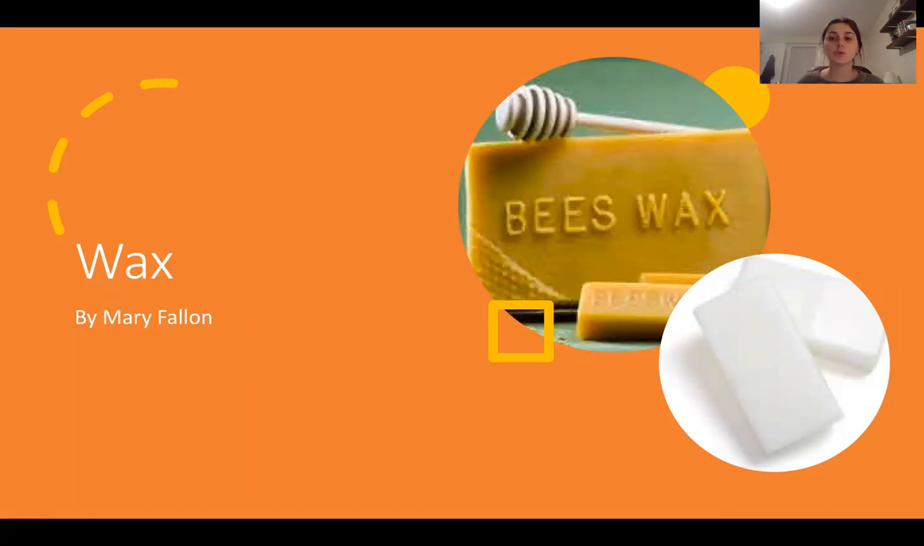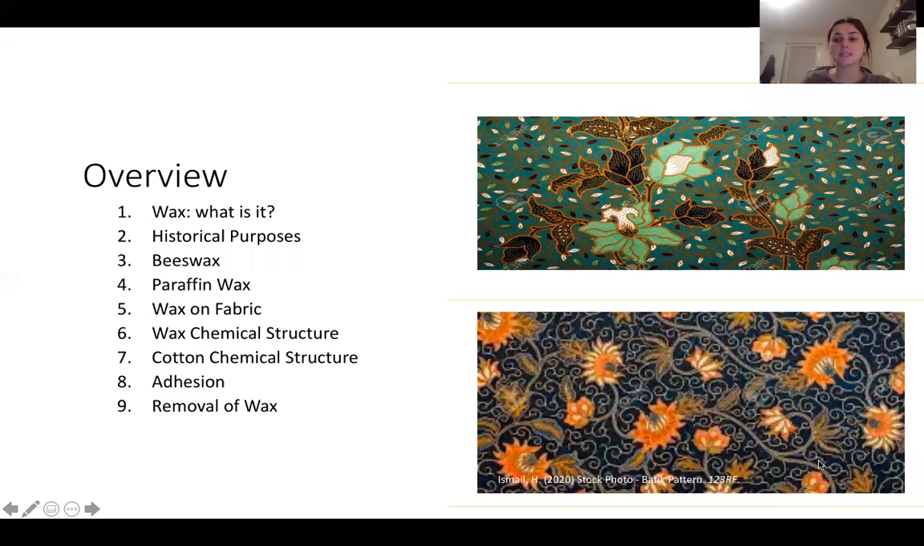All right. So this presentation pertains specifically to wax. Very exciting, I know. Basically, what I'm going to walk through is what is wax, historical purposes of it, and what it's used for today. The different types of wax, its relationship with adhering to fabric, and then talking about how to remove it from fabric.